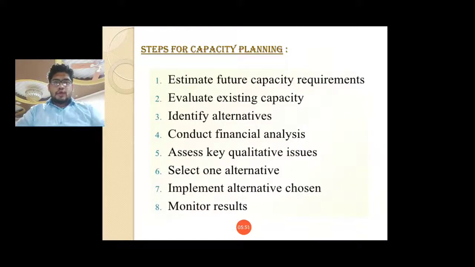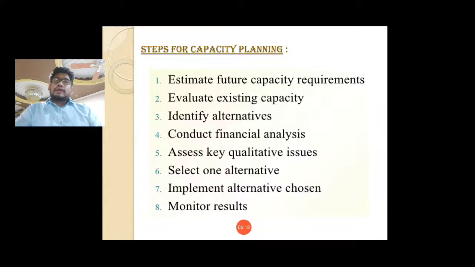Now, what are the steps for capacity planning? First is to estimate future capacity requirement. See, if we plan the production rate of any product, in the initial stage it will be less. And if we do marketing and improve our product and services, eventually it will have a huge demand in the coming future. So you must estimate the future capacity requirement of the particular product.